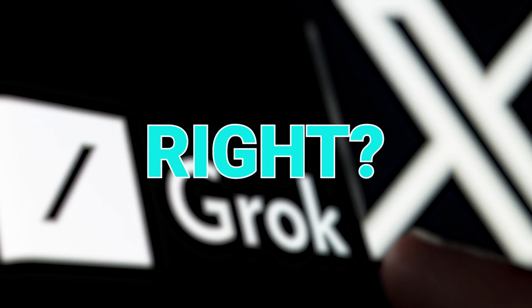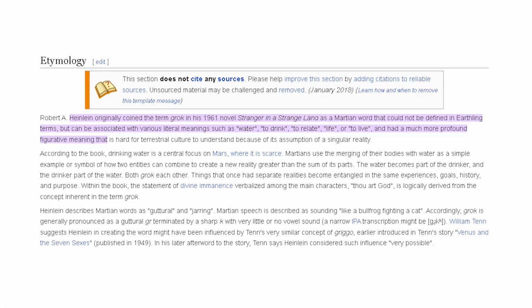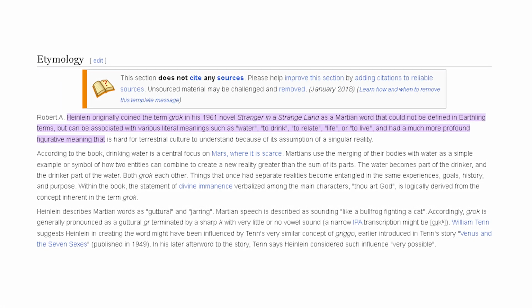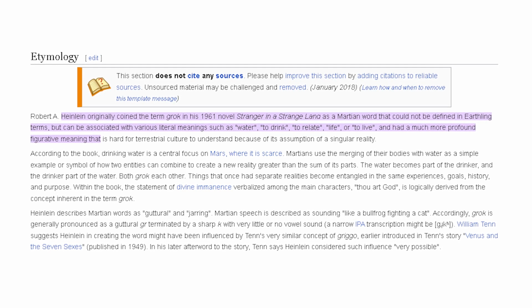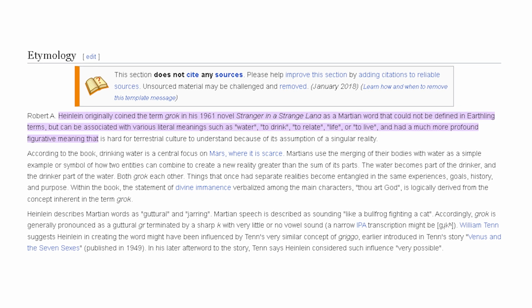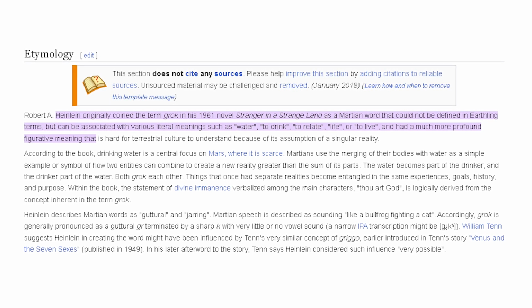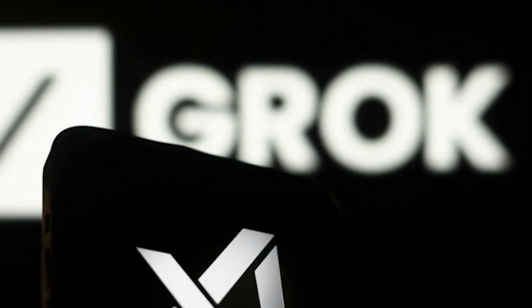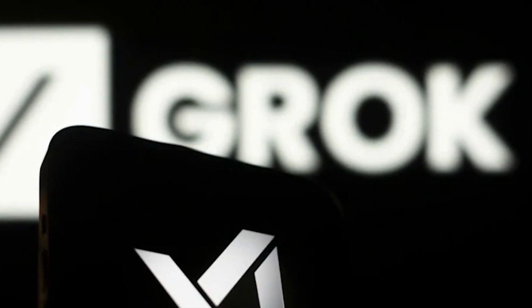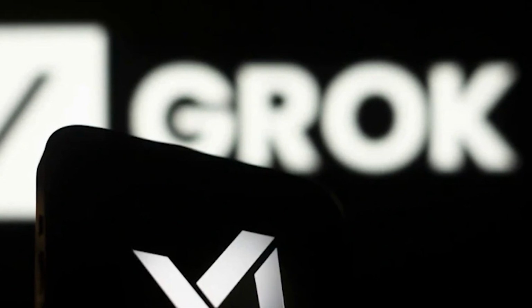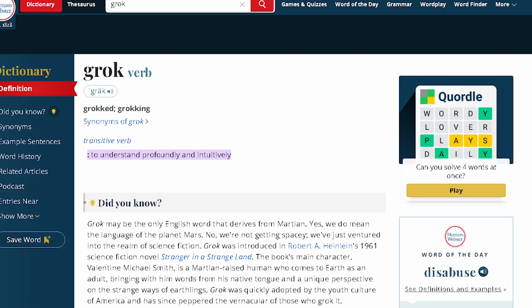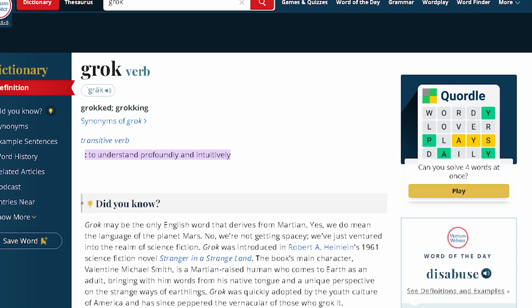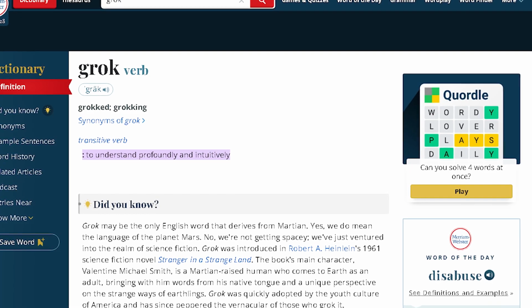Witty, right? Grok is a term coined by Robert A. Heinlein in his 1961 science fiction novel, Stranger in a Strange Land. In the book, Grok is a Martian term with no direct Earthling translation. Critics have debated the word's exact definition, but have generally settled on some version of expressing a profound empathy or intuition with something. Merriam-Webster defines it simply as a transitive verb that means to understand profoundly and intuitively.